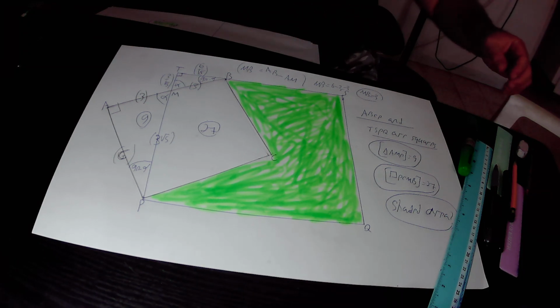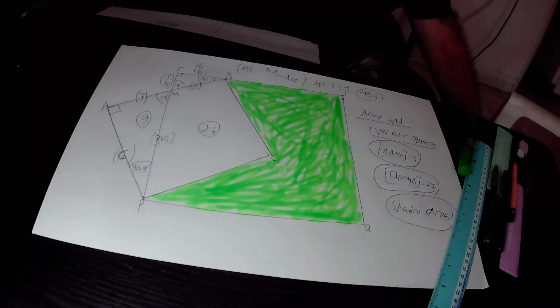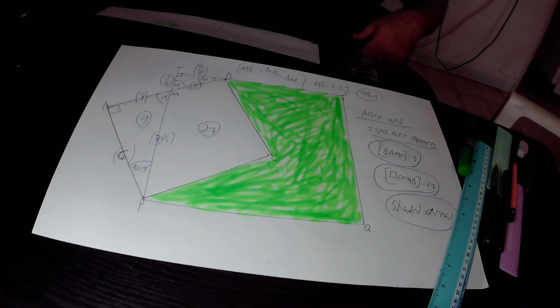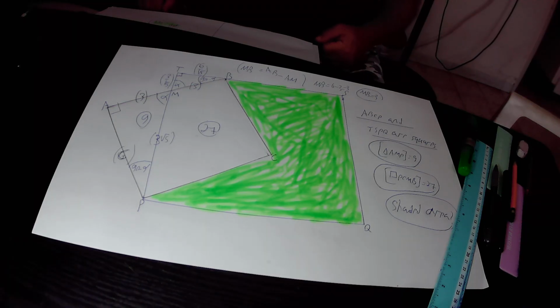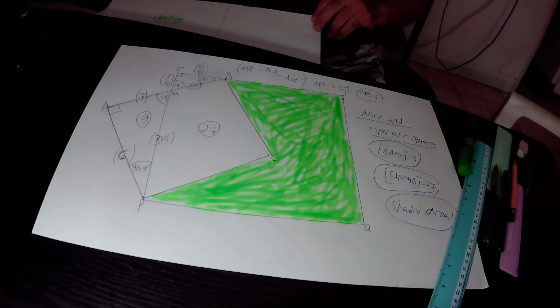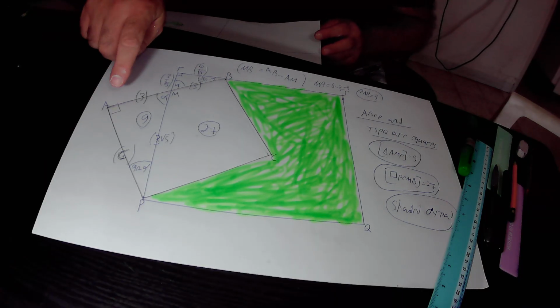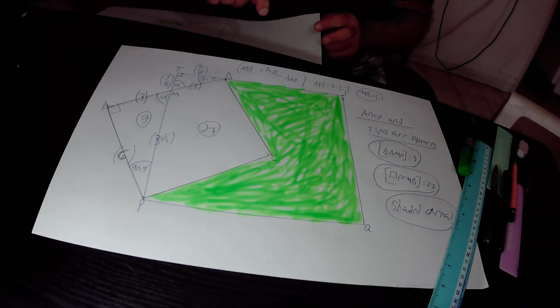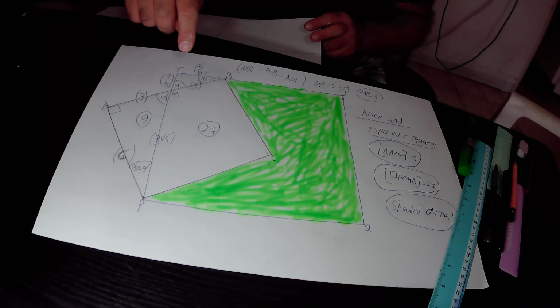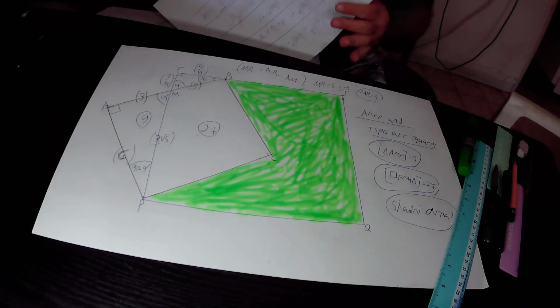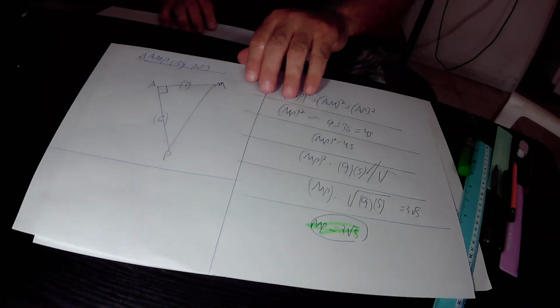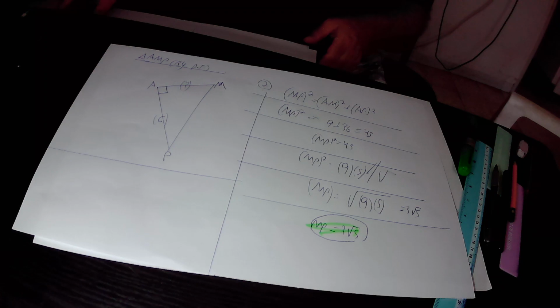In the next step, we implemented the Pythagoras theorem on this right triangle AMP. According to the Pythagoras theorem, in any right triangle, the square of the hypotenuse equals the sum of the squares of the perpendiculars. So I copied this right triangle AMP onto a new page, and we implemented the Pythagoras theorem on it.